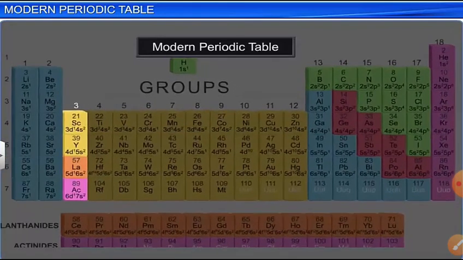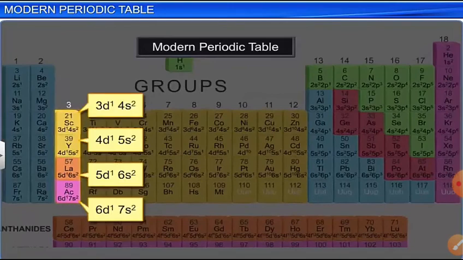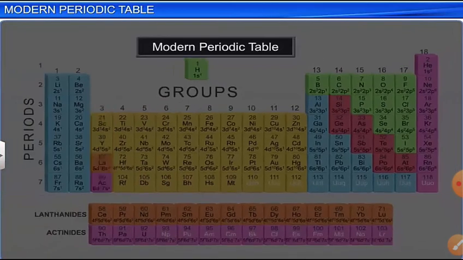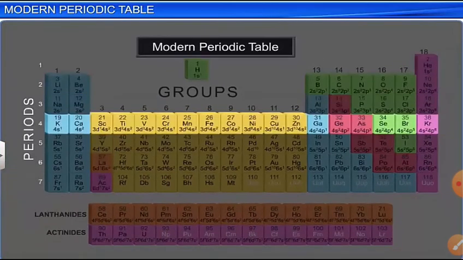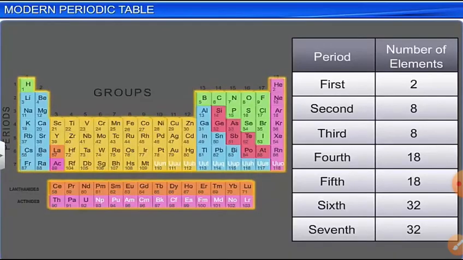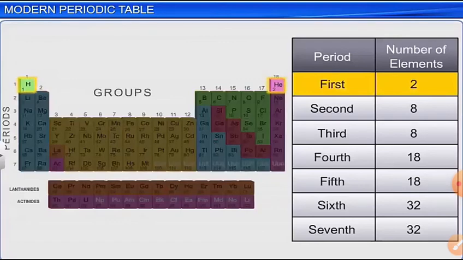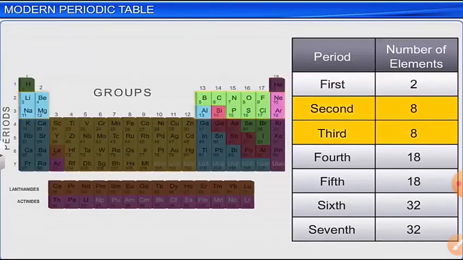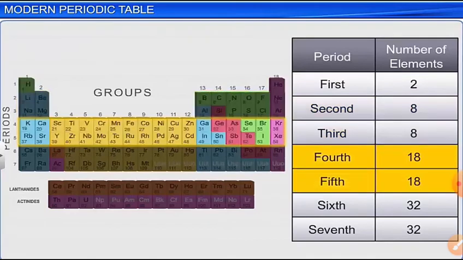Now each period has a fixed number of elements and each group has a similar electronic configuration. So when we move in a group and a period, there is similarity in such a manner that the property variation can be explained. The first period has 2 elements, the second has 8 and the third also 8. Fourth and fifth periods have 18 each. Sixth and seventh have 32 each: 18 in the main table and 14 at the bottom in the lanthanoids.